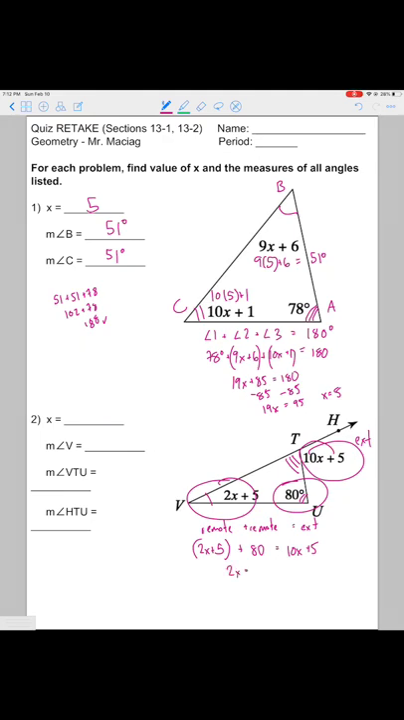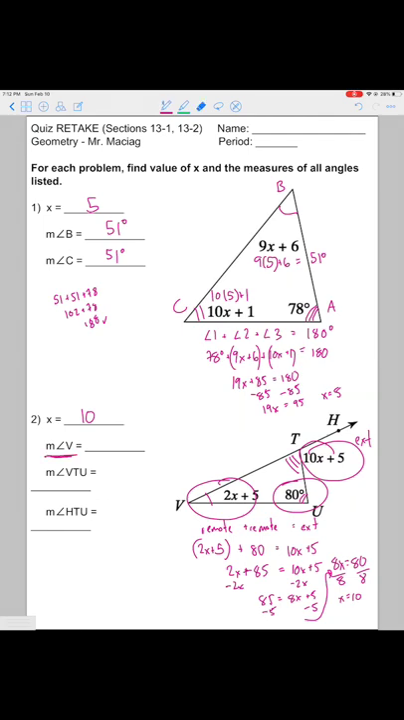So combine like terms, and then we have to solve for x. Let's get the x's together. Now let's combine the numbers. And now let's get x by itself. So that is our answer for x. That's just 10. Now to figure out our angles, we have to figure out angle V.